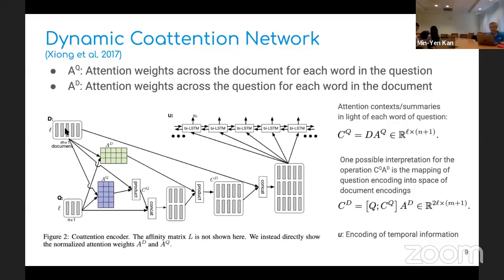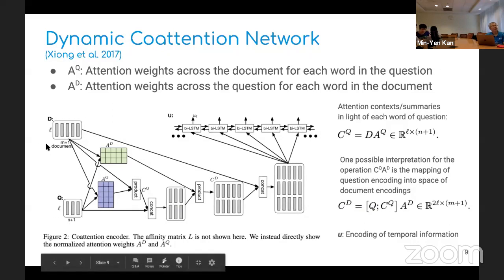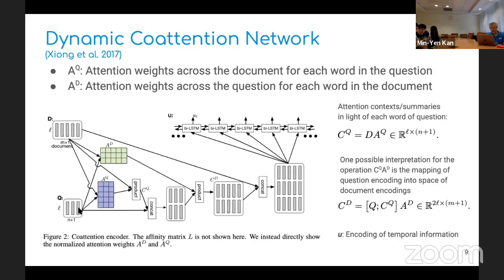Wait, but these are words in the document, right? So M is the size of the document, and N is the size of the question. So this whole thing is one question and this whole thing is one document. These are words in the document and words in the question. Yeah, you are right. It's not multiple documents, sorry. It's a single document, of length N plus one.